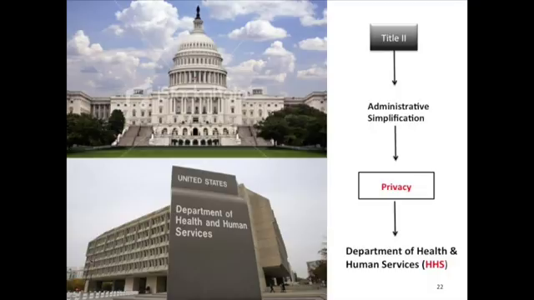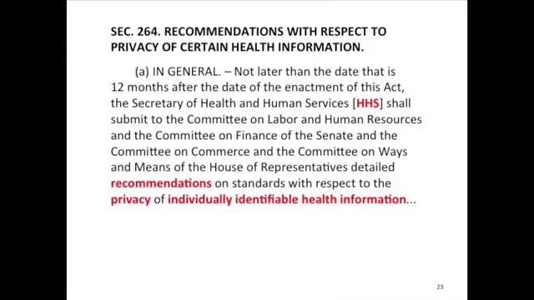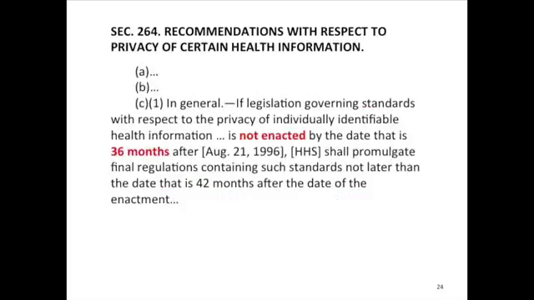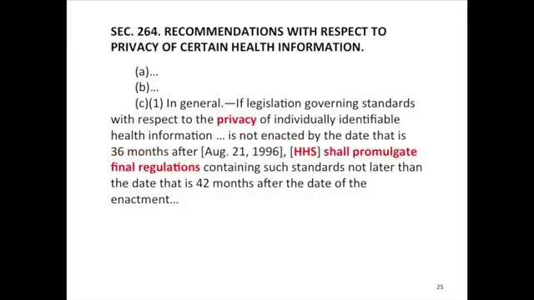Congress then asked the Department of Health and Human Services, or HHS, to submit recommendations on standards with respect to the privacy of individually identifiable health information. Congress failed to enact laws within 36 months, so they delegated authority for HHS to promulgate final regulations on privacy.